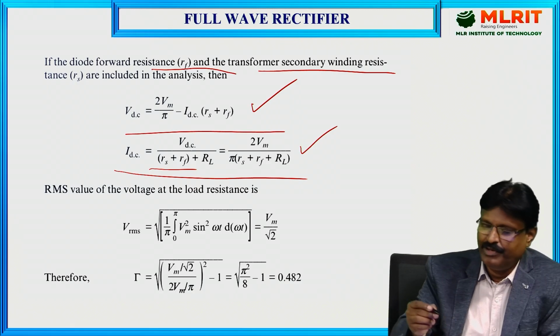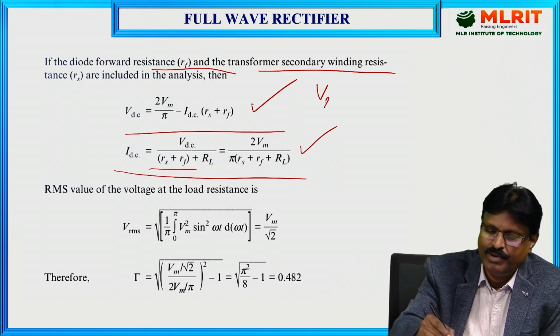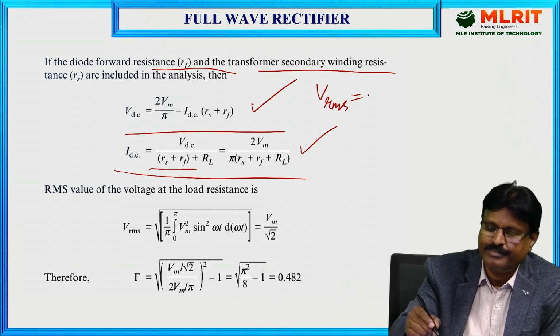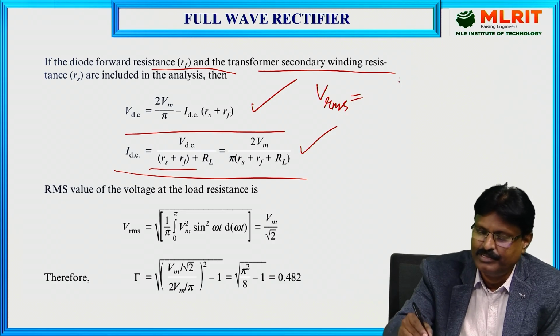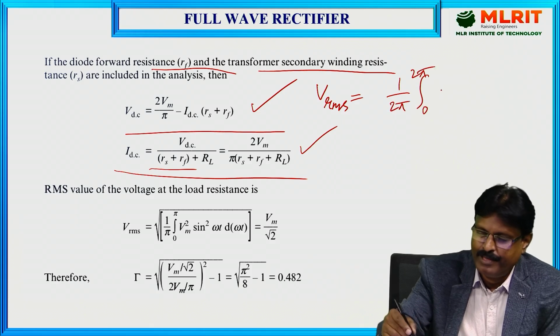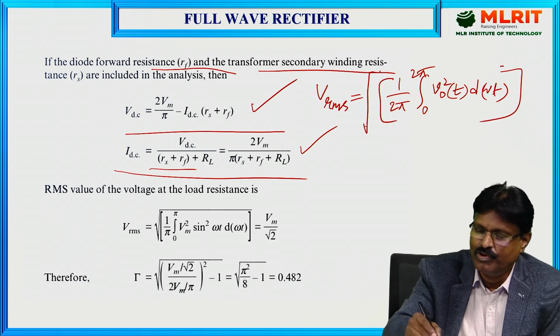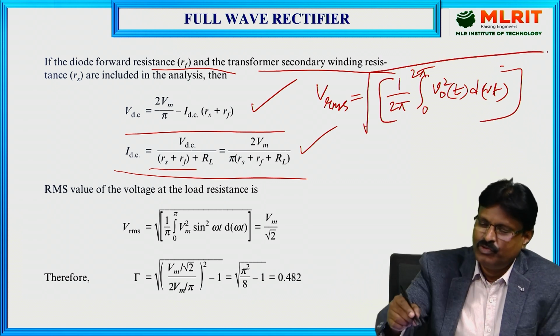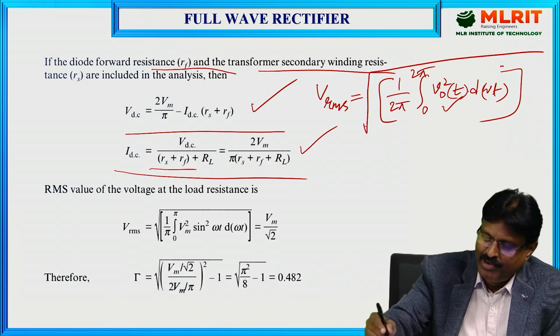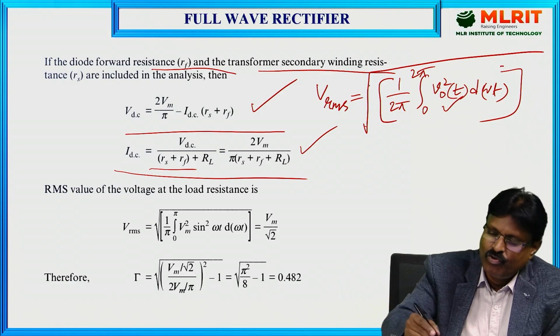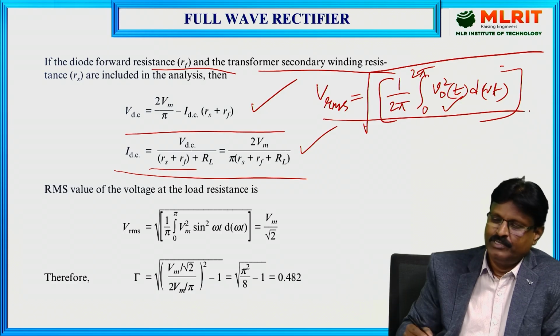So same thing here. Once again, let me write the VRMS formula here. VRMS means root mean square. So root will be there, mean will be there, and square also will be there. Okay. So here I am writing 1 by 2 pi integral 0 to 2 pi V naught square of t d of omega t, and also root will be there like this. So square is there, mean value is there already, and root also will be there. This is a formula.